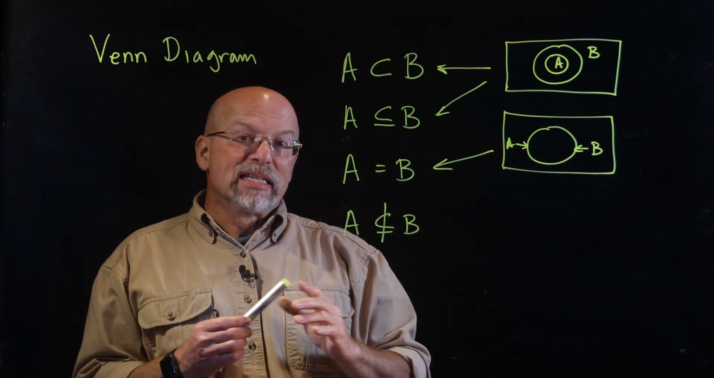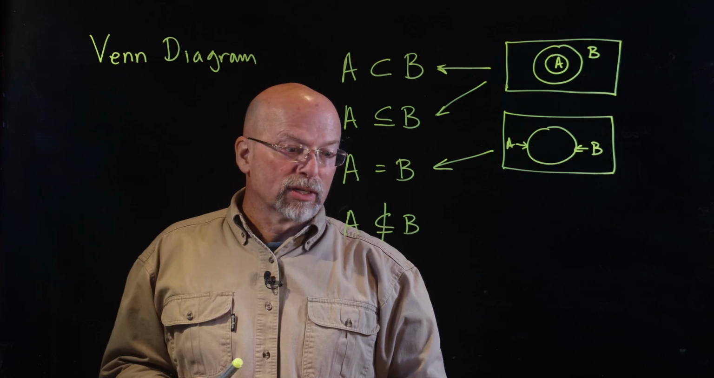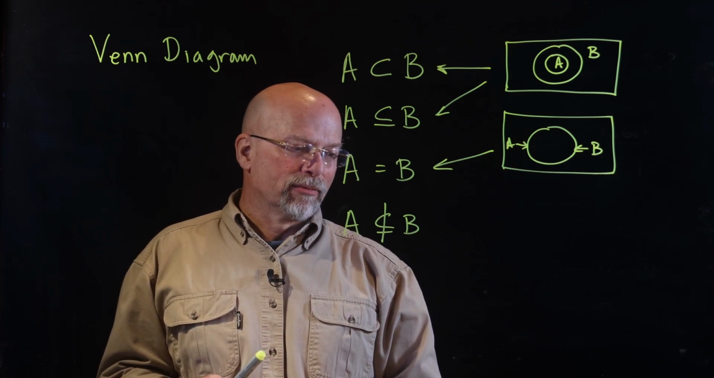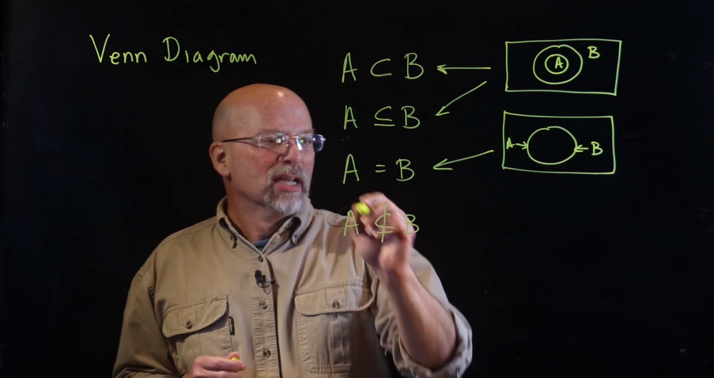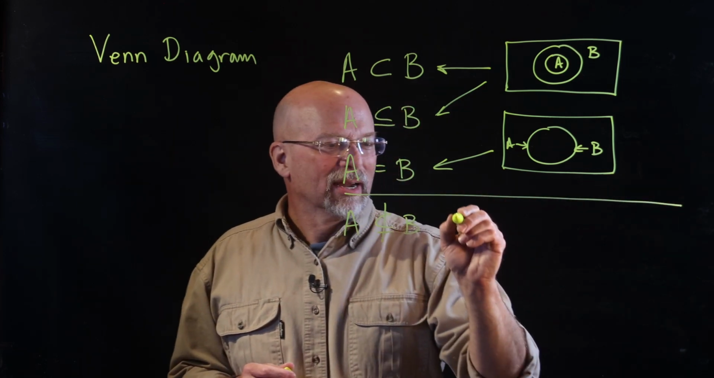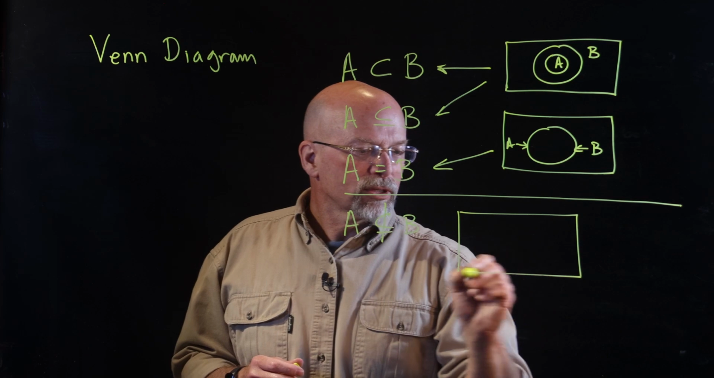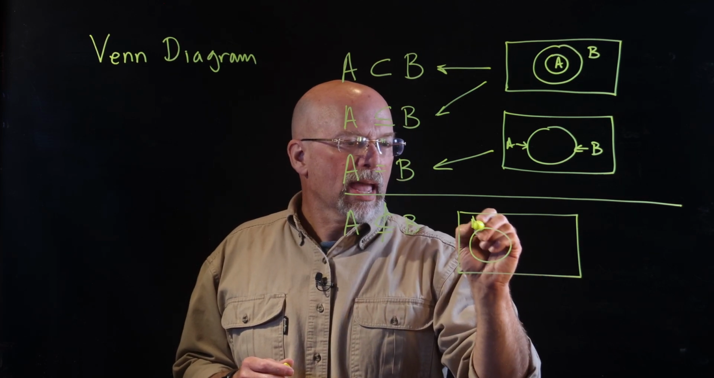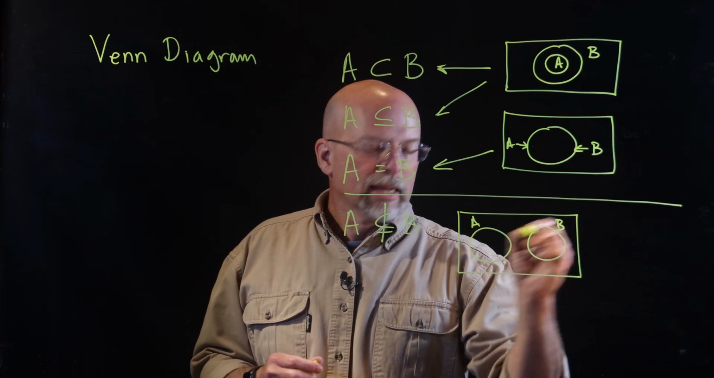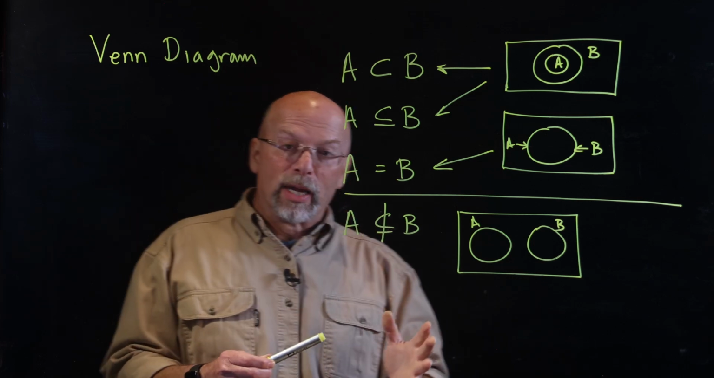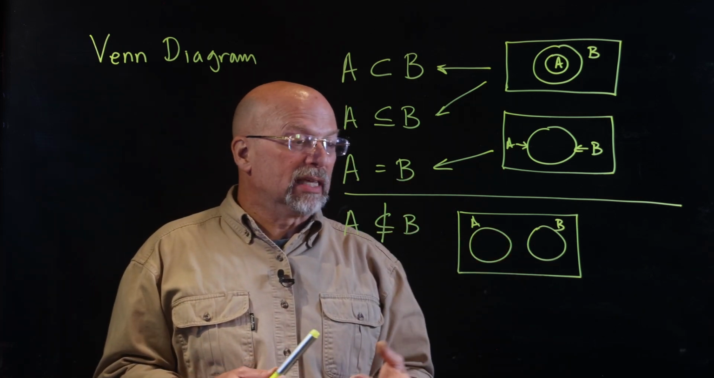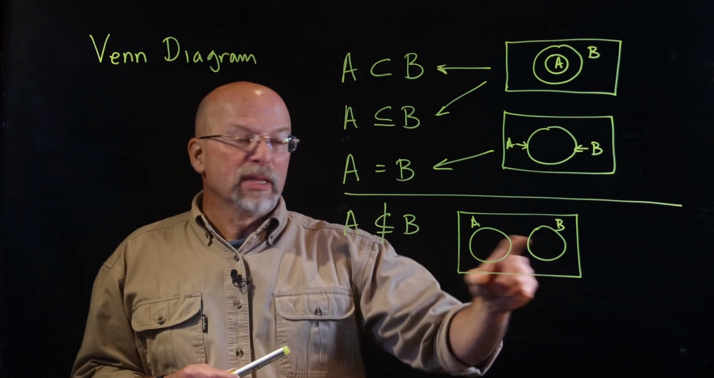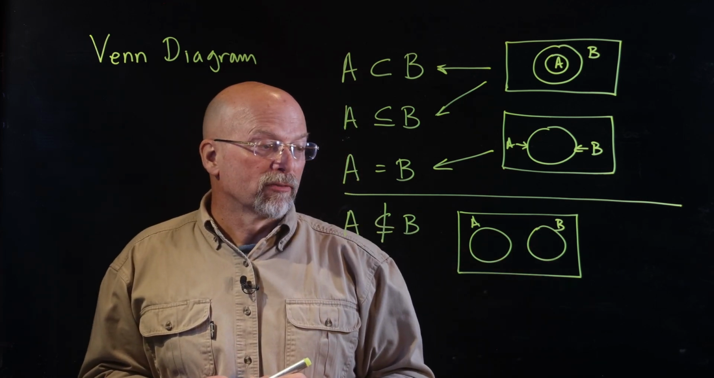Now, A is not a subset of B. Well, there are a number of ways that this could be represented. So let's draw some of them here. First of all, the most obvious would be that A and B are disjoint. They're distinct sets. They don't share any elements. They don't have any elements in common. That would mean that A is not a subset of B.